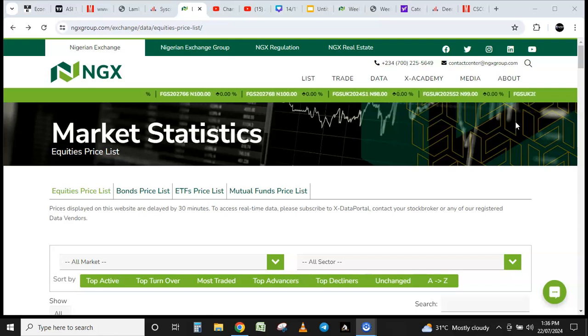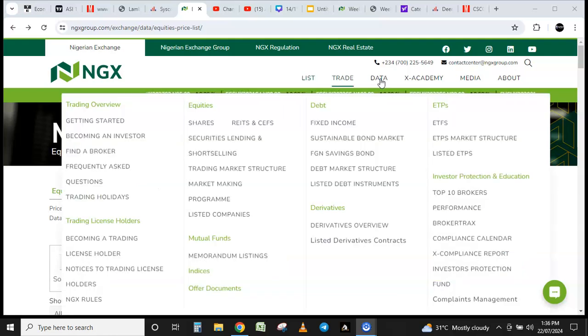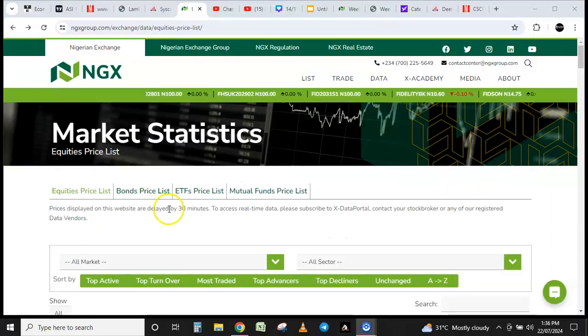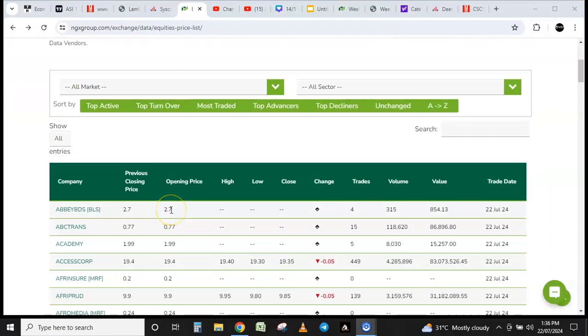So let's go. When you get to this site, you will see some icons like list, trade, data, academy, media, and whatever. You go to data. Go to data straight up. Once you go to data, come to equity, because we are talking about stock now. Next time, we'll tell you how to use it to analyze bonds and everything. Once you come to equity, you scroll down. This is what it looks like.